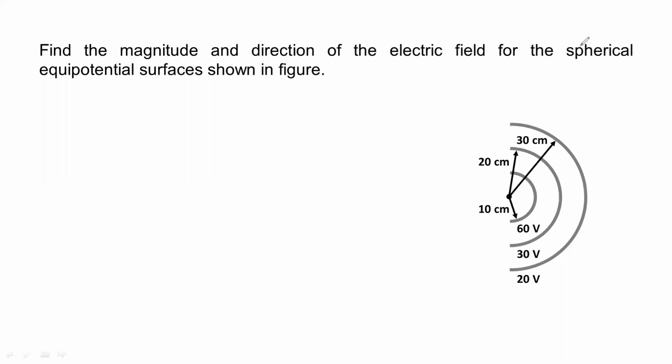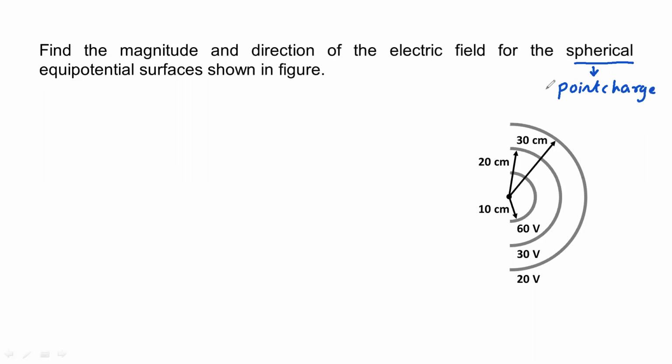Okay, now this is problem 2 of finding electric field from the given equipotential surfaces. Here we need to find the magnitude and direction of electric field for the spherical equipotential surfaces. If you know that these are spherical, you can imagine that the source is going to be a point charge. The field is due to a point charge.